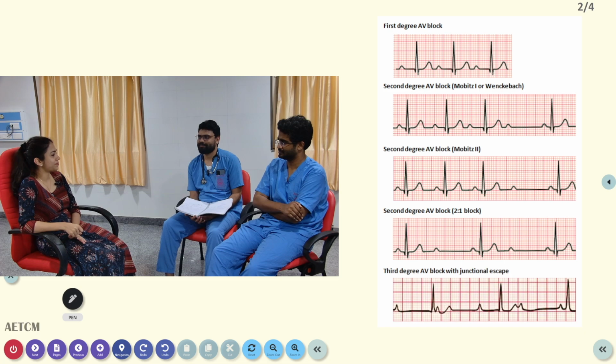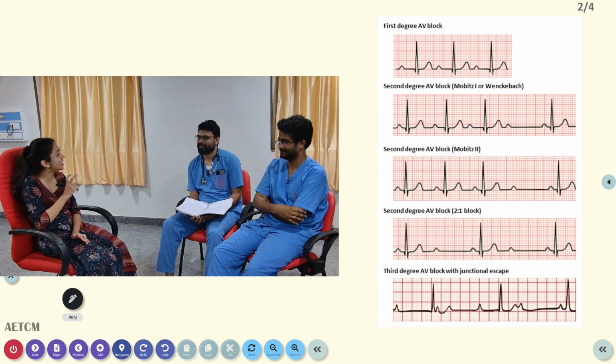G is actually a clue. G is for GCS. If GCS is low, what will happen? When will GCS be low? In an IC bleed, there will be Cushing's reflex, raised ICP. So that can cause bradycardia.